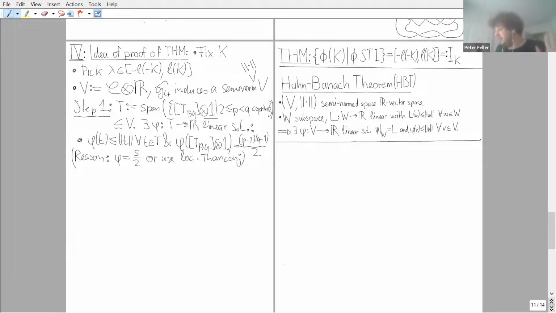So you could use the Rasmussen s invariant or tau, but you don't have to. This map just exists. I'm not saying more, I'm just informing you. Here's my second step. So I've defined a slice-torus invariant on torus knots.